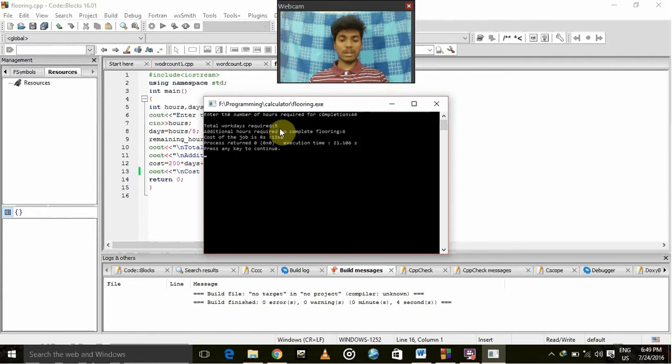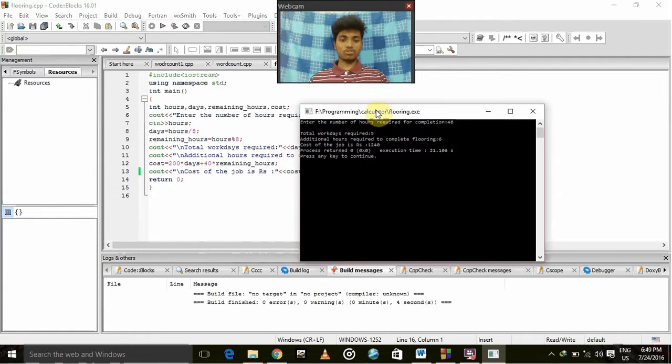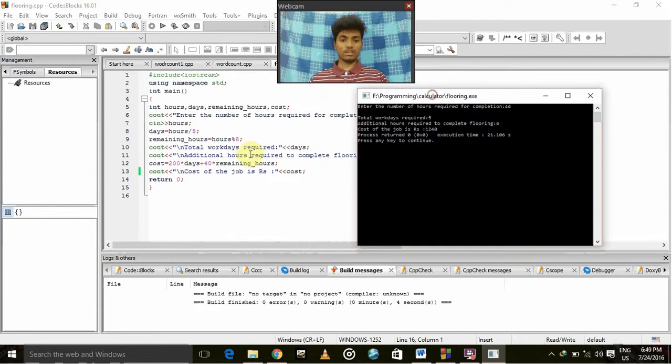The remainder, I would say, and then the cost of the job, which we have put here, would be 200 times 5, which is equal to 1,000, and 40 times 6, which is 240. So 240 plus 1,000, so 1240. So with this it finishes.